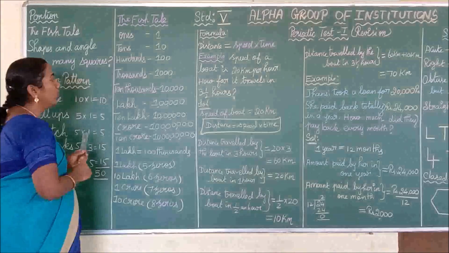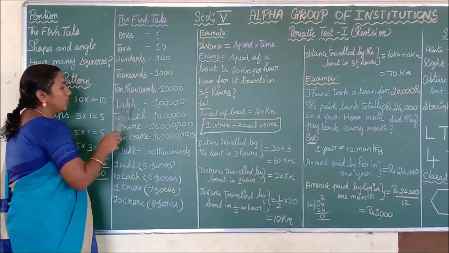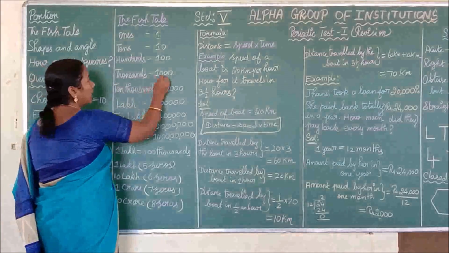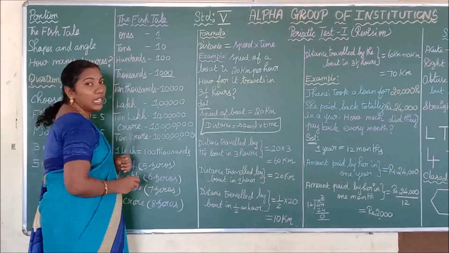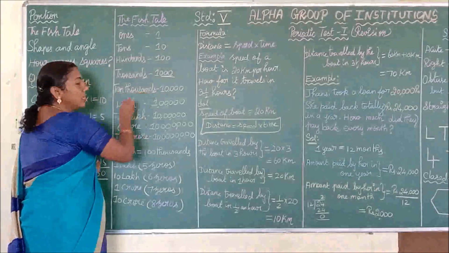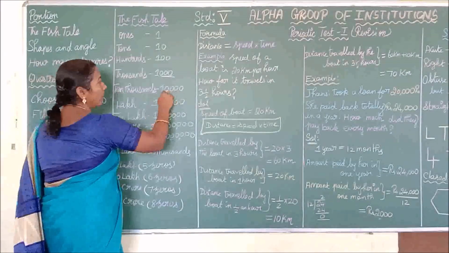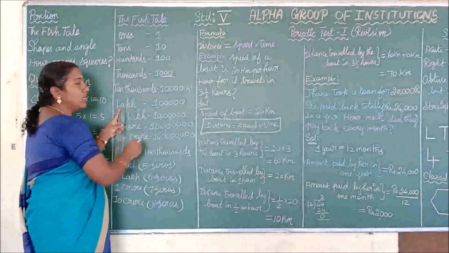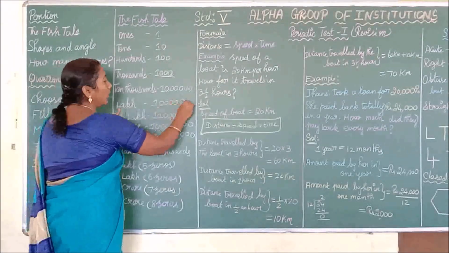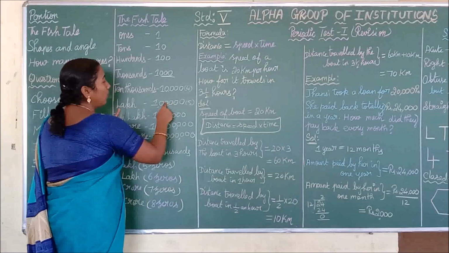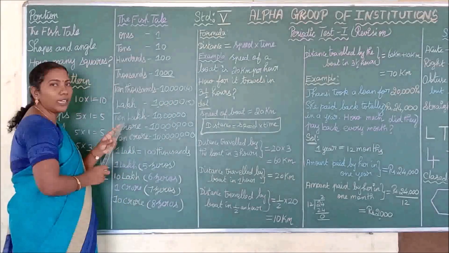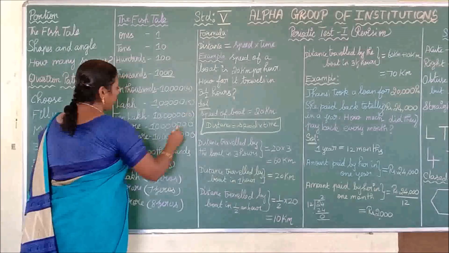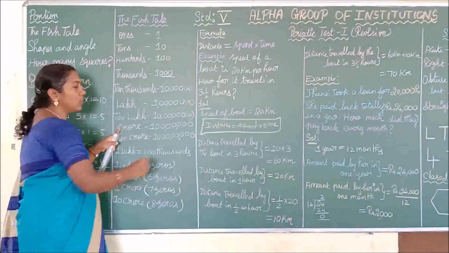Now, we are going to observe the 1000, 10,000, lakh, 10 lakh, crore, and 10 crores. See here, 1000 contains how many zeros? 3 zeros. 10,000 contains how many zeros? 1, 2, 3, 4 zeros it contains. Lakh contains how many zeros? 1, 2, 3, 4, 5 zeros. Lakh contains 5 zeros. So 10 lakh contains how many zeros? 6 zeros.